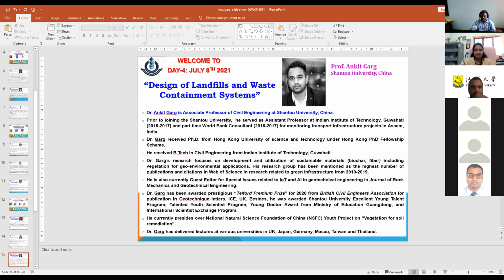Dr. Garg has several awards to his credit, which include the prestigious Telford Premium Prize for 2020 from the British Civil Engineers Association for a publication in Geotechnique Letters, UK. Besides, he has also been awarded the Shantou University Excellent Young Talent Program, Talent Youth Scientist Program, Young Doctor Award from the Ministry of Education, Guangdong, and the International Scientist Exchange Program. He currently presides over a National Natural Science Foundation of China Youth Project on Vegetation for Soil Remediation. Dr. Garg has already delivered several lectures at various universities across the globe, like in the UK, Japan, Germany, Macau, Taiwan, and Thailand. With this brief introduction, let me welcome Professor Garg to our session, and the floor is yours.